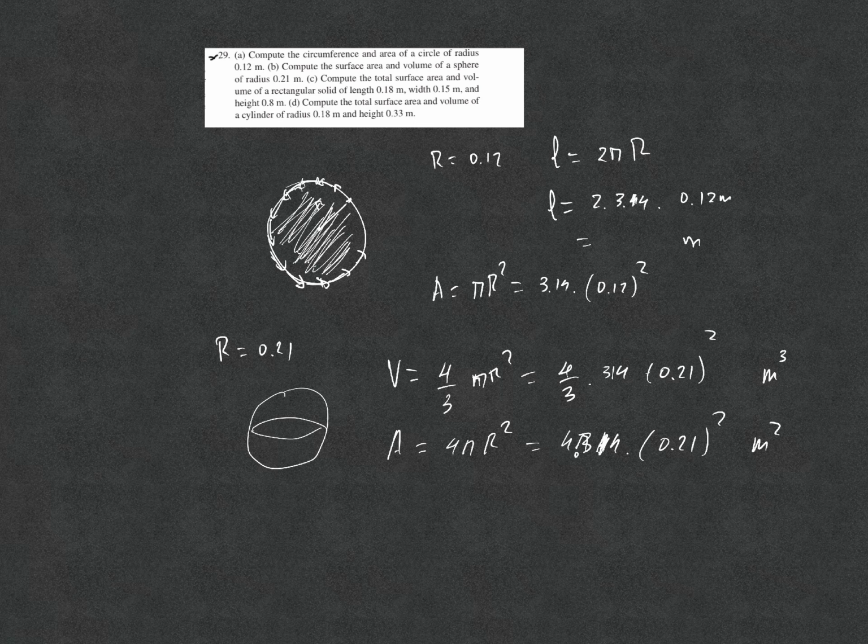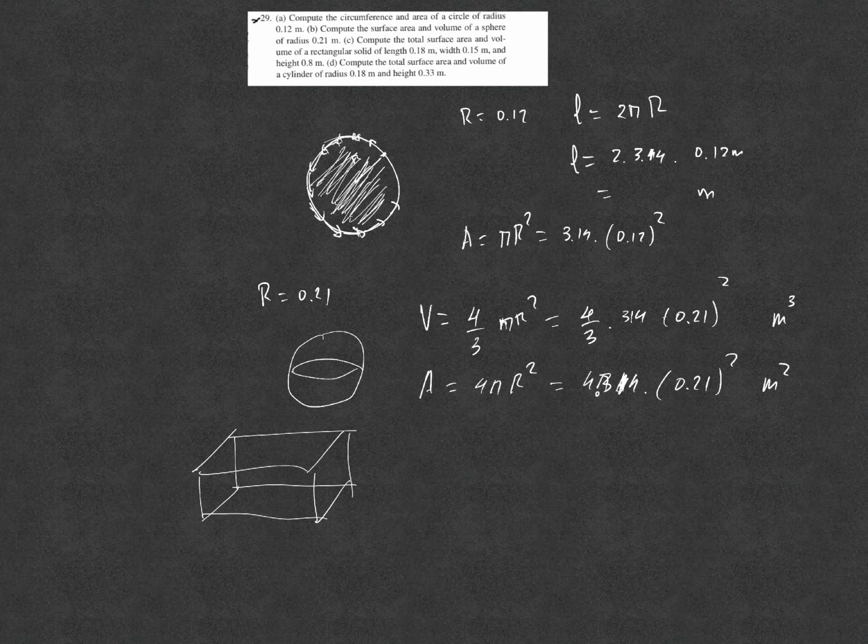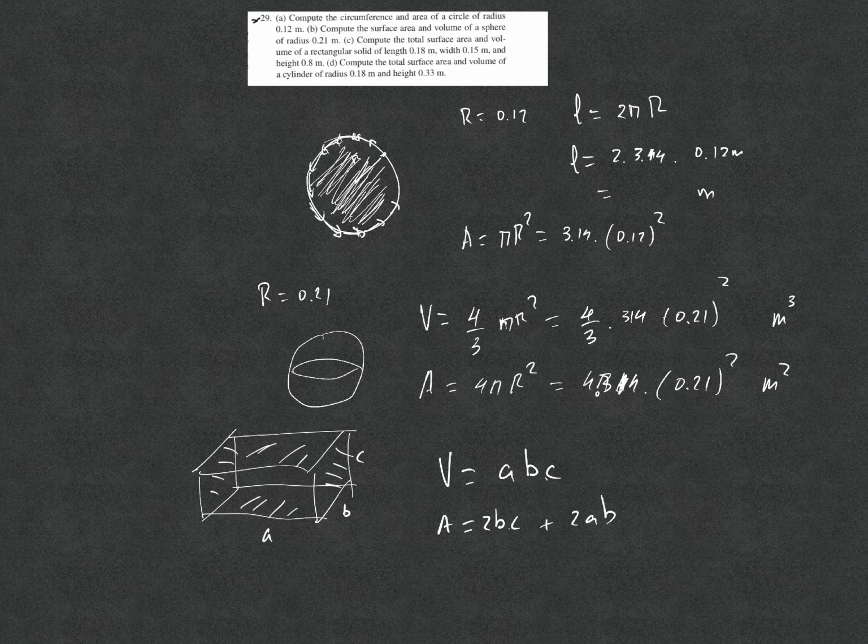Compute the total surface and volume of a rectangular solid of length, width, and height. So now you have a rectangular solid with dimensions a, b, and c. The volume is a by b by c. And the area: you have this area, the area of a rectangle, b by c, 2 times, because it has this area twice, plus 2 times a by b, this area, up and down.